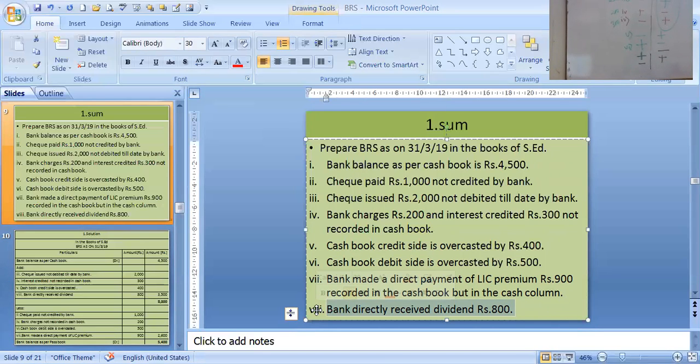So this we have to add, because we are seeing this book. Now suppose if I say bank received dividend 800 and we have also recorded it in the passbook debit side, then this would also have been plus. Then we would not have recorded any entry, because both are giving plus with the same amount.